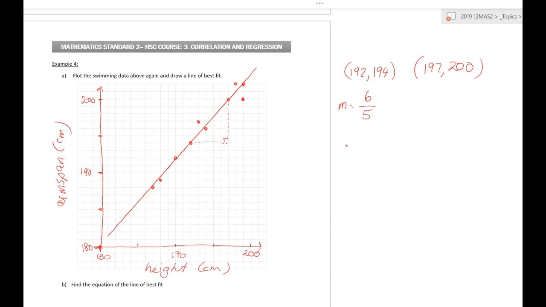I'm going to say y equals mx plus b, we know that, and I'm just going to choose these numbers here. Remember this is x and this is y. So instead of y equals mx plus b, I'm going to say 200 equals 6 over 5 times 197 plus b. Now a little bit of algebra tells us that b equals 200 minus 6 by 197 over 5, and I'm going to need my calculator here.